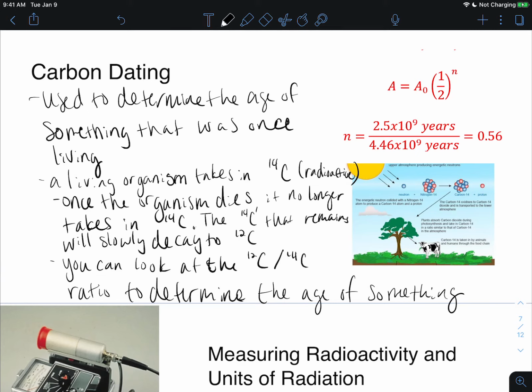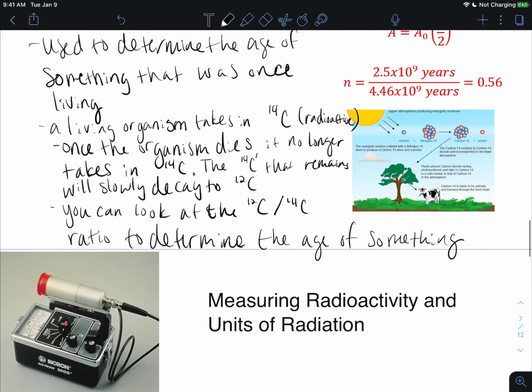Okay? And what happens is you can compare that dead thing to something that is currently alive. So you can get the initial carbon-14, this is how much initial carbon-14 we have, so that would be our A naught. And then you can look at how much carbon-14 remains, that could be your A, and then from there you can figure out how many half-lives have gone by. And since the half-life of carbon-14 is known, you can determine how many half-lives had gone by.